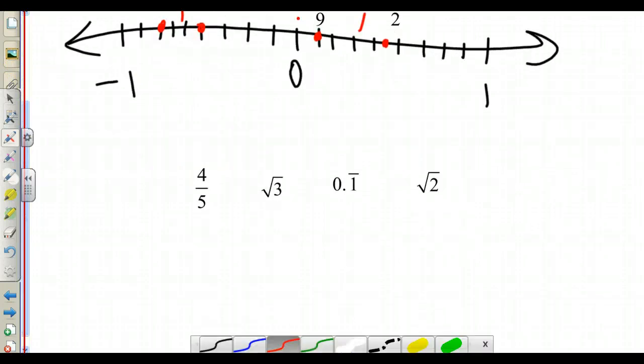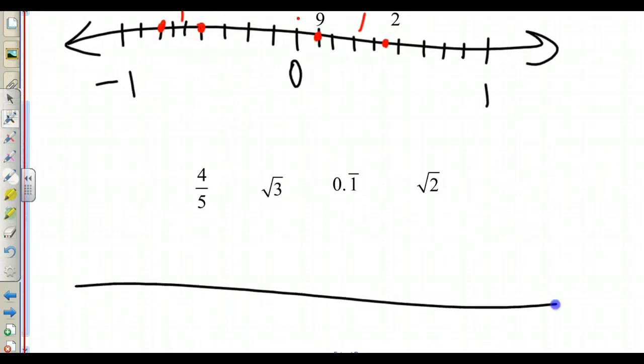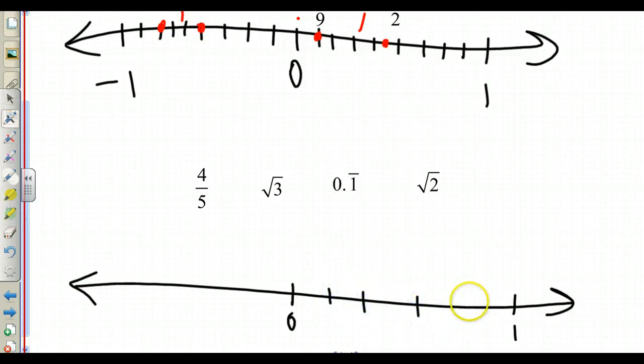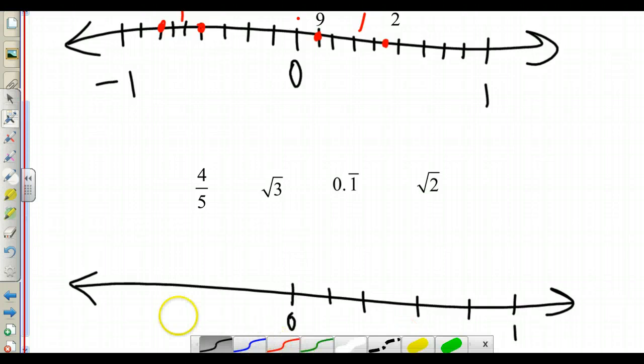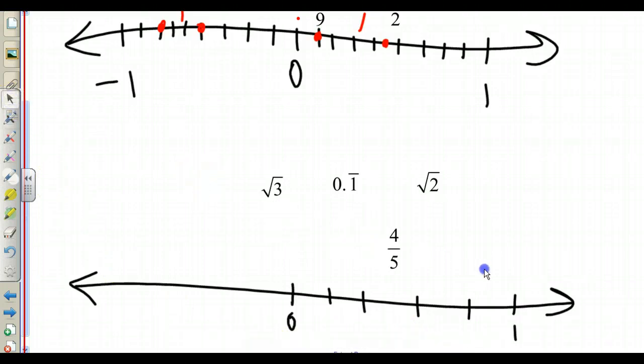Same thing here. We're going to try to order these numbers, put them in order from least to greatest. So here's 0, here's 1, and I'm going to split this into fifths, I guess. 1, 2, 3, 4, 5. And so approximately, let's try to put these numbers where they should go. 4/5 might be somewhere around there.